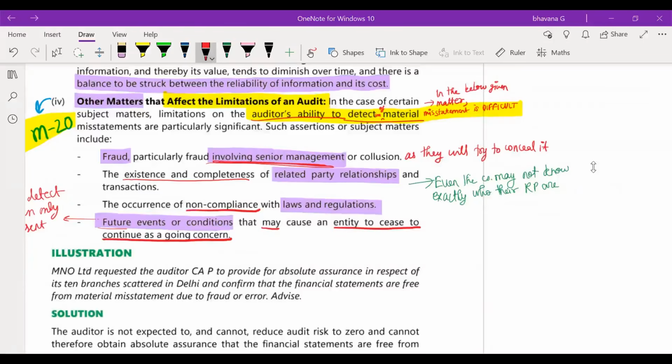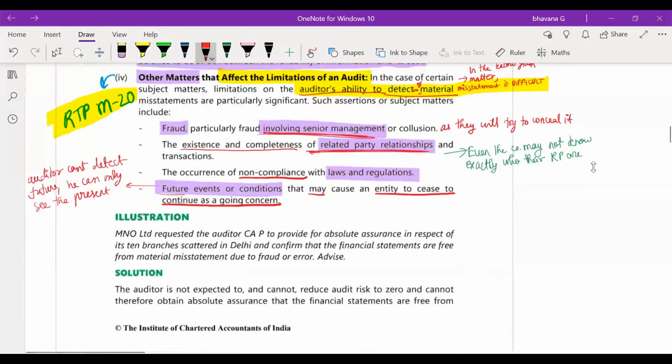Next, they always tell you that you have to report about your related party relationships. I think you'll read this in your accounts. Sometimes the company itself might not know who its related parties are. In such a case, we never know what material misstatement might happen. If the company itself doesn't know, how will we know? Yes, so that is a limitation.